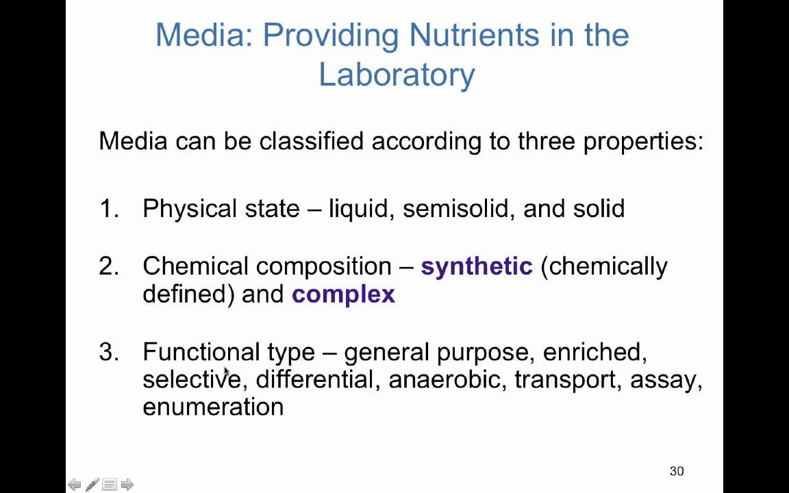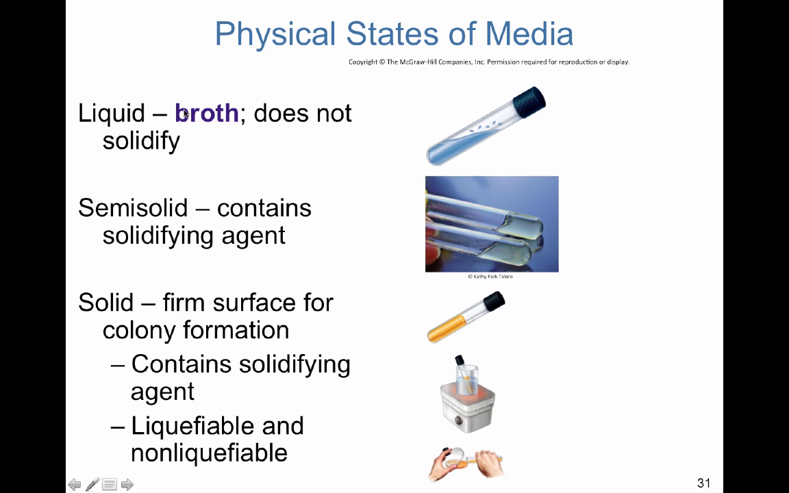And then every media that we work with in the lab has a functional type. So it can be used to grow almost anything, or we could select for a particular type of microbe, or we could use media to differentiate between different types. And there's even more specific media for growth requirements, like anaerobic oxygen requirements as well. So like I said, we can grow microbes in liquid culture, in a semi-solid slant, or on an agar plate, which would be in the solid form.